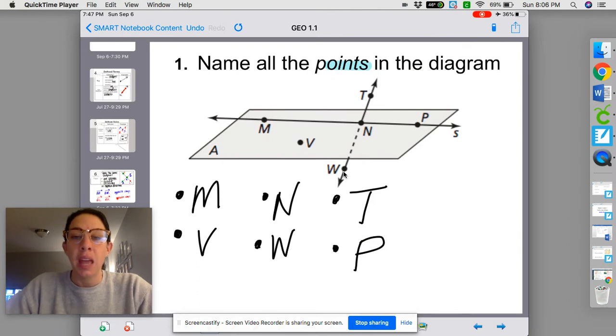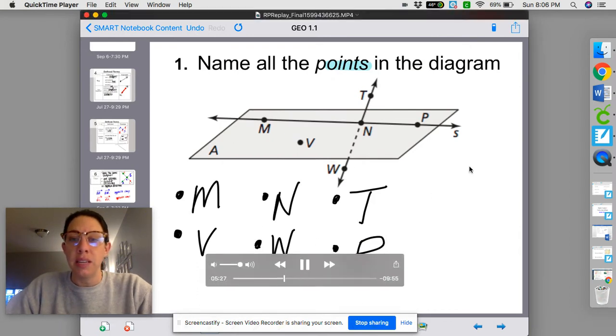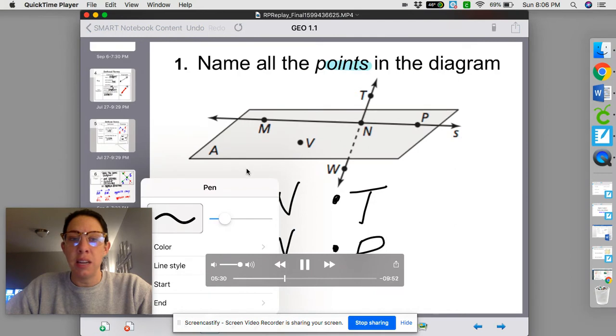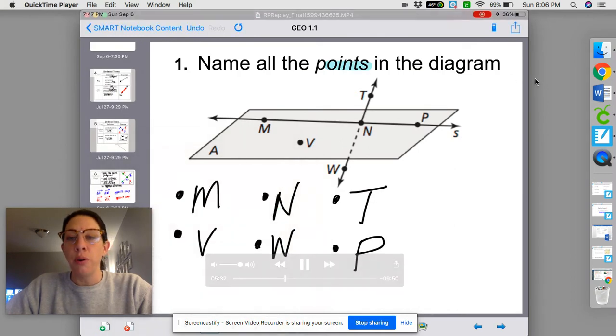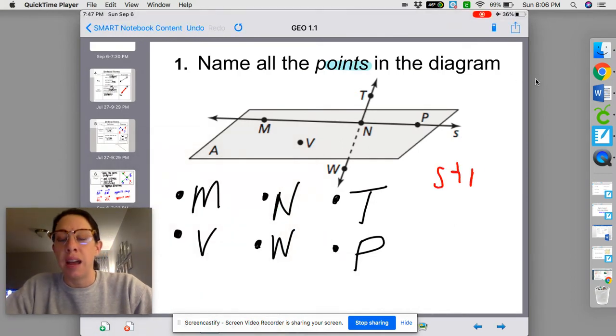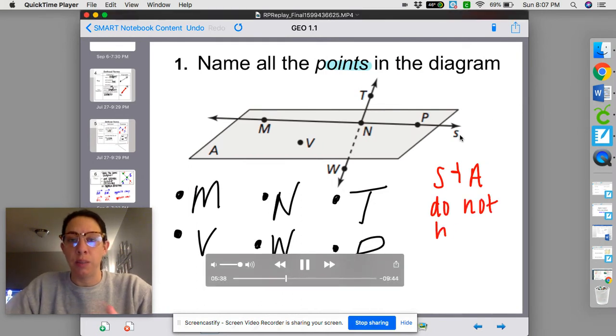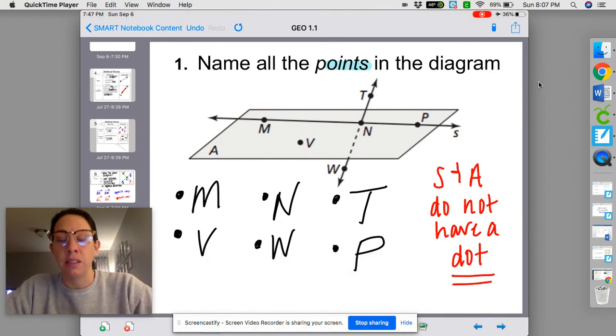The only other thing you'll notice is this little S right here and this little A. Those are not points because they do not have the dot next to them. This fancy S is a way to name the line, and then this A is another way to name the plane, but they don't have a dot, so we're not considering them points.